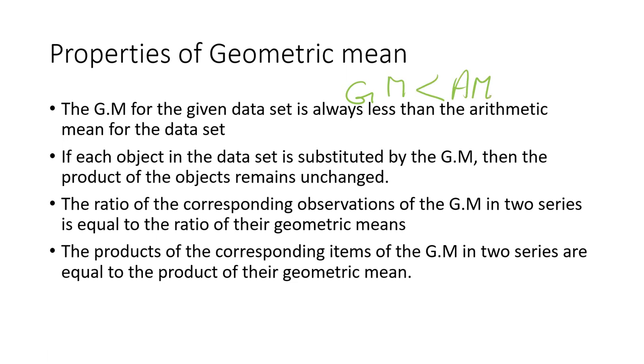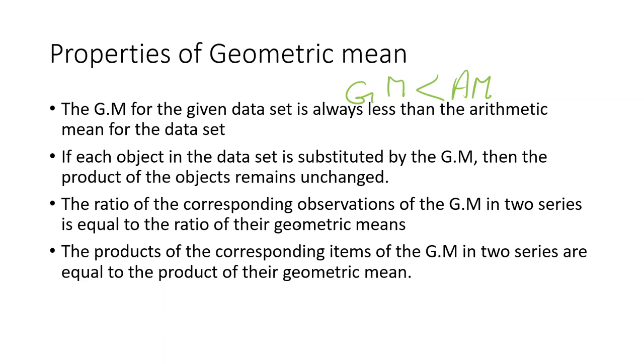Okay. Then if each object of the data set is substituted by the GM, then the product of the objects remains unchanged. If each item in the data set is substituted by the geometric mean, the whole product will remain constant. Okay. Then the ratio of the corresponding observations of the geometric mean of two series is equal to the ratio of the two geometric means. Whenever we take the ratio of two corresponding observations in geometric mean, it will be equal to the ratio of their geometric means.